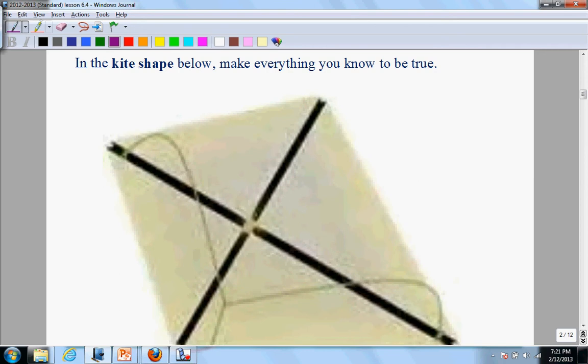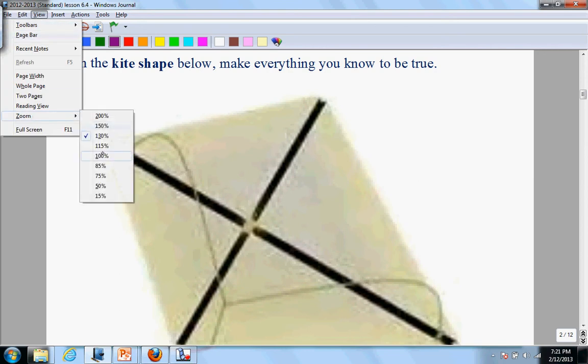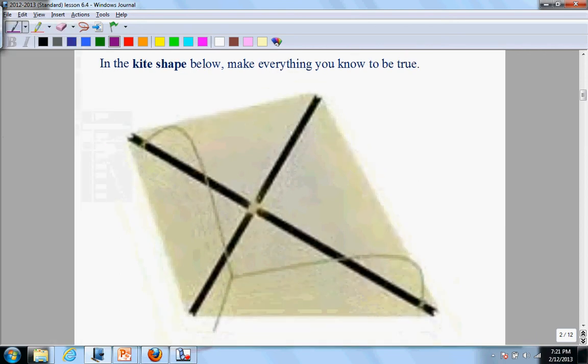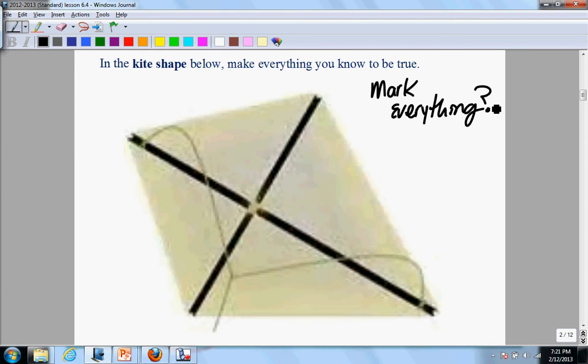Now here we have a kite shape. Rather than me tell you everything that's on a kite, I'm going to set the timer for 1 minute, and I'd like you to mark everything you think you know is true about this kite. And then the video is going to pick up again, and I'm going to go over what you think you know. So 1 minute, mark everything that you think you know is true.